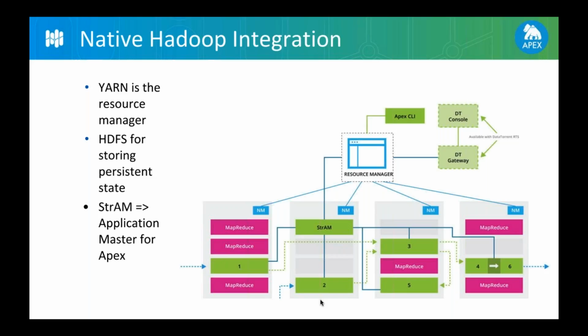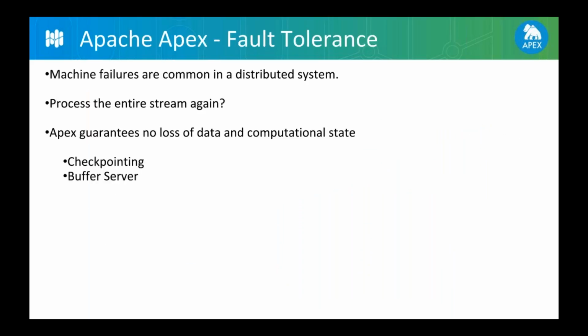Okay, I guess there are no more questions, so I will move ahead with the presentation. Let's move on to fault tolerance. Like I said, machine failures are extremely common in a distributed system. So does it make sense to process the entire stream again? We cannot, because the data might have been lost. We might have been running our application for days or weeks, and we cannot process all of this data again from our system. So what do we do in that case?